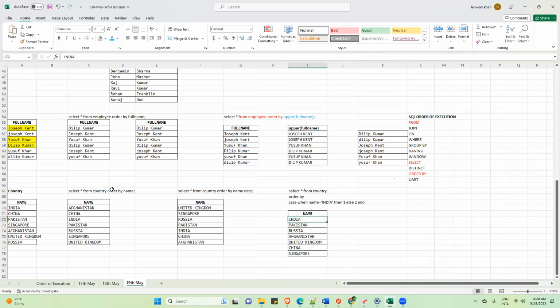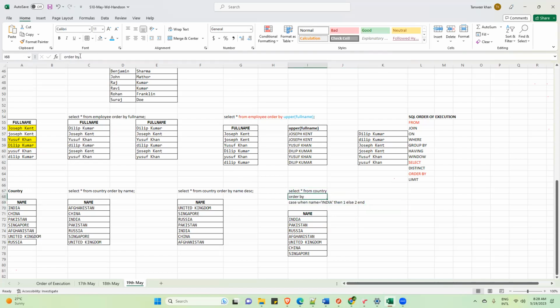I tried with order by name ascending. I tried with order by name descending. None of these queries has given the expected or the required output. And I have written this small piece of code and I got India on the top. Now let's try to understand how this query is working.